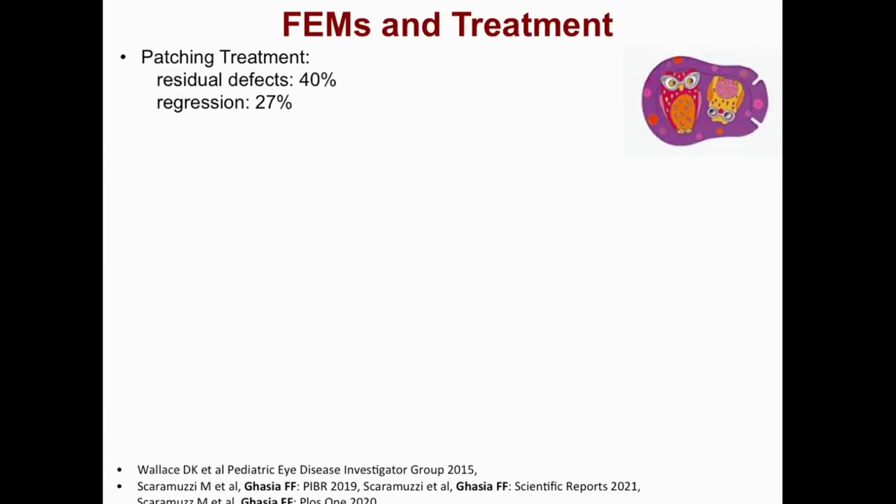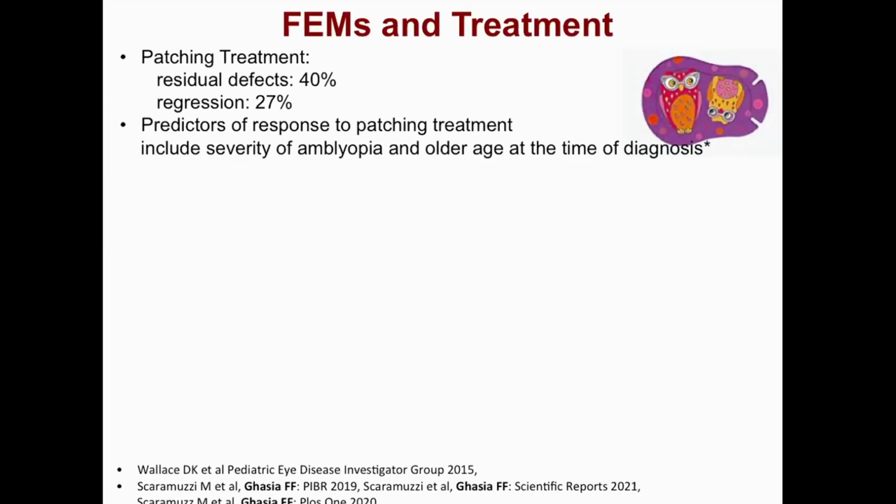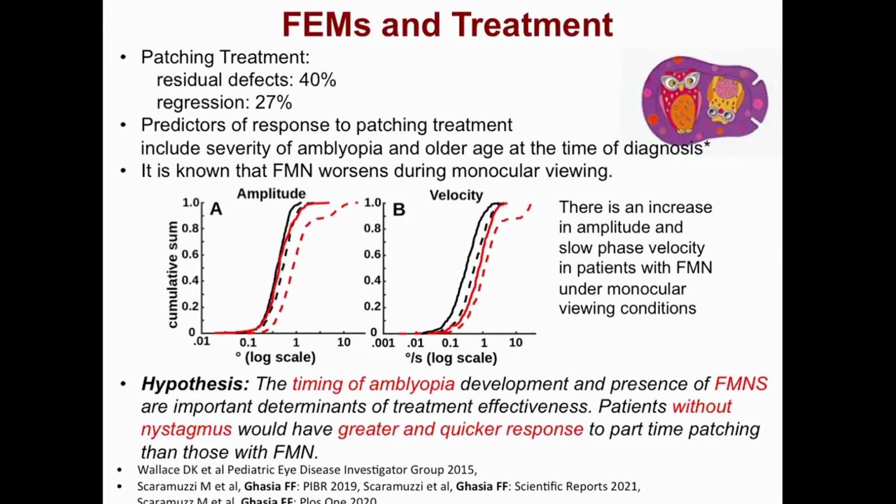Patching therapy is most commonly prescribed for amblyopia, but we know that despite good compliance, 40% of patients have recurrent or residual amblyopia. Some predictors are severity of amblyopia and older age at time of diagnosis. Based on our studies and others, we know that FMN gets worse when one eye is viewing. And as you know, during patching therapy, we patch the good eye and the amblyopic eye is viewing. So the question we asked is, do the outcomes of patching therapy vary if you have FMN?